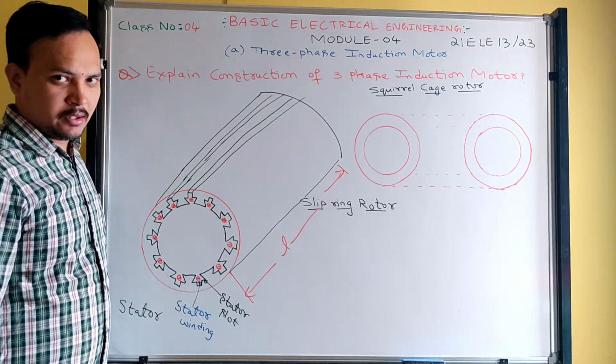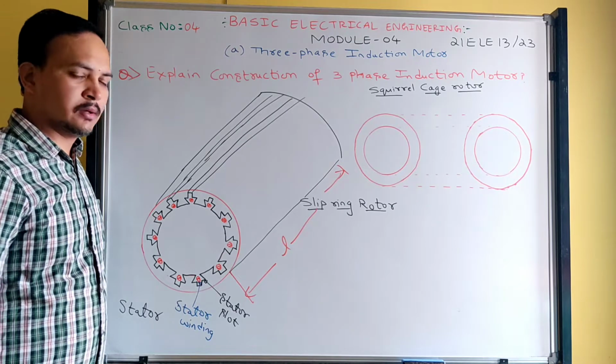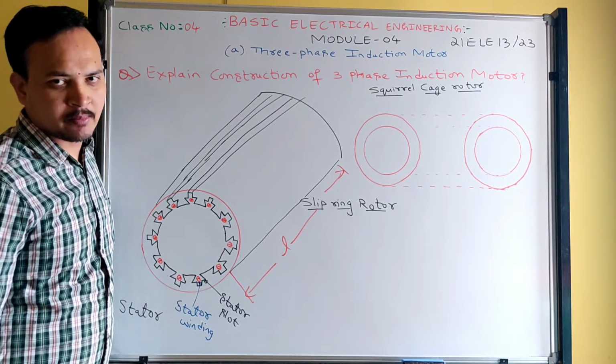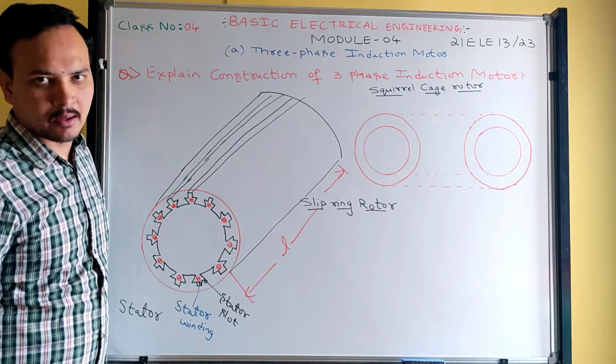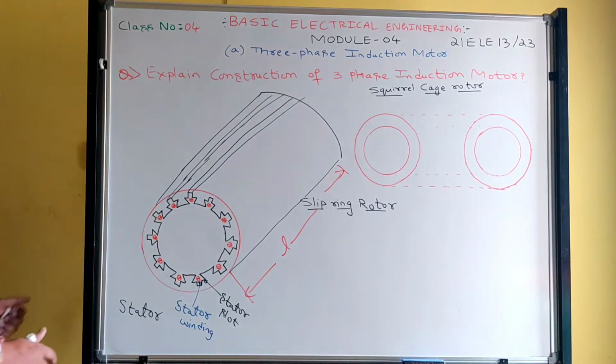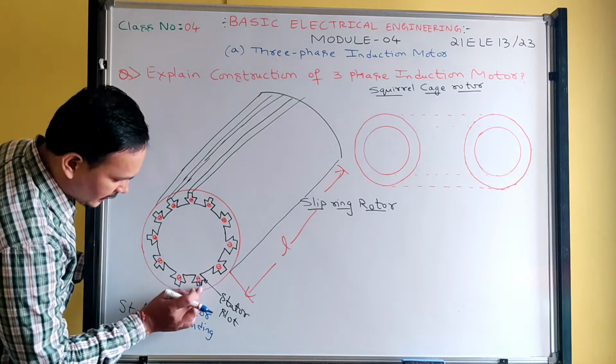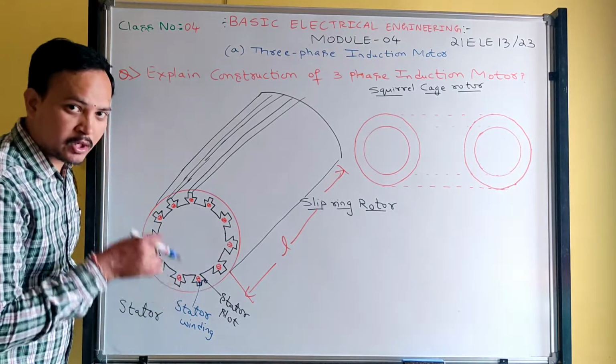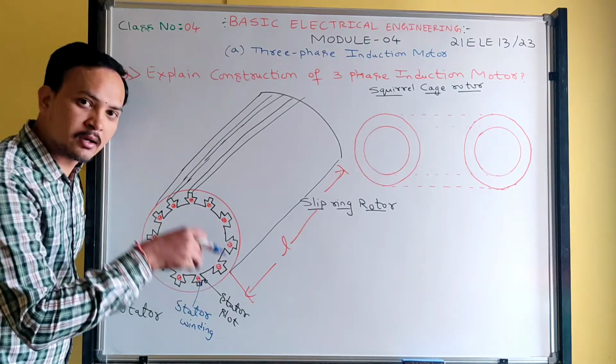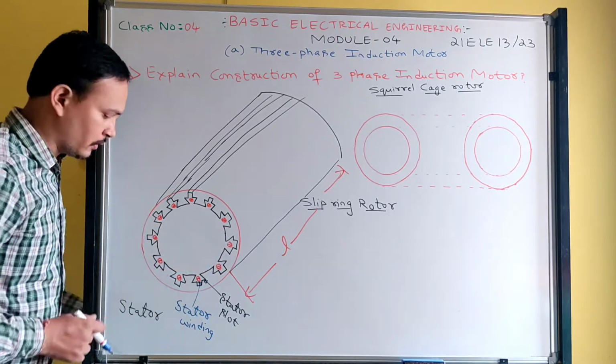So low current rating, low capacity machines may be done with aluminium as a winding material. Okay, so got it guys? So this part is called slot. Inside that, what we are putting, inside that we are putting conductors. That is called stator winding.